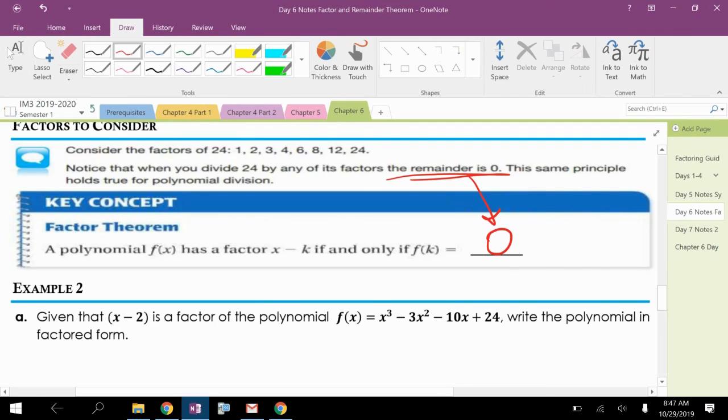If you do 8 divided by 4, you get 2. You don't get 2.5. You don't get 2.1. You just get 2. So it has no remainder. That's one of the biggest concepts. This is the factor theorem. We're going to use that to help us out.